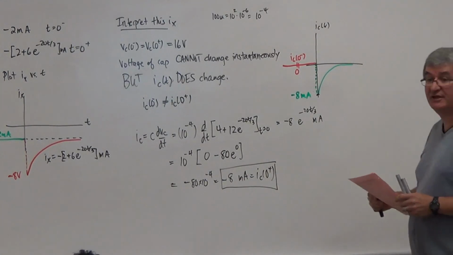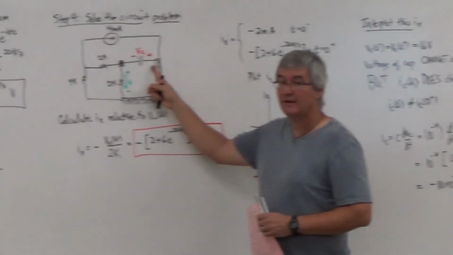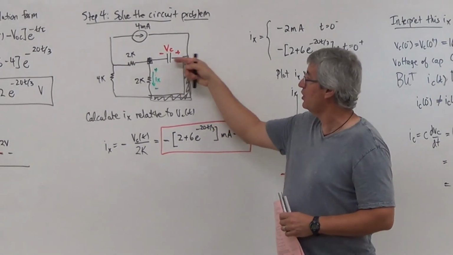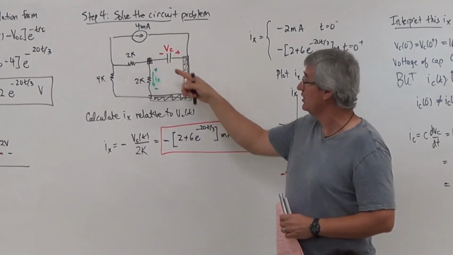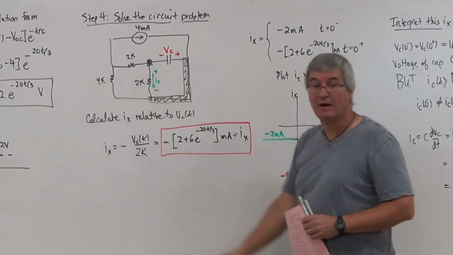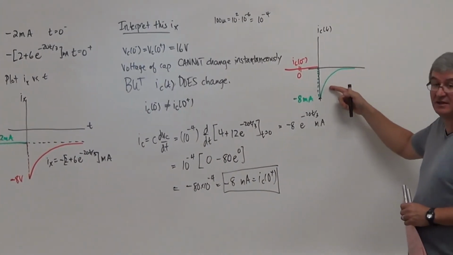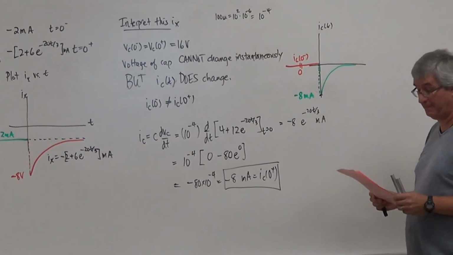So what you're seeing here, even though the voltage of the cap cannot change, the current through the cap is changing, which then forces that current to change instantly as well. And I'm seeing that discontinuity right there.